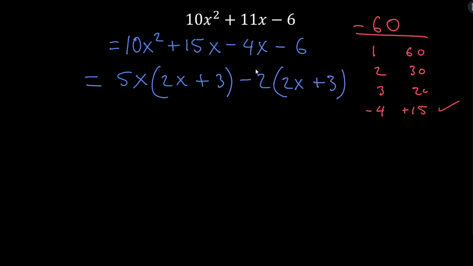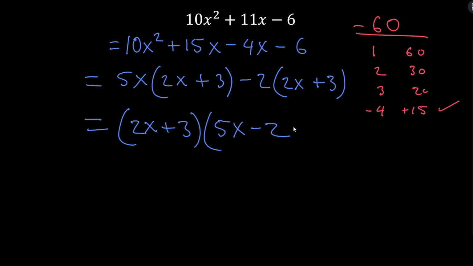And you can verify that this is correct. Distribute the negative back in. You get minus 4x minus 6, exactly where we started. So that 2x plus 3 comes out in front. We factor that out in front. And what we have left when we take that out of both terms is 5x minus 2. All right, so this is the AC method.